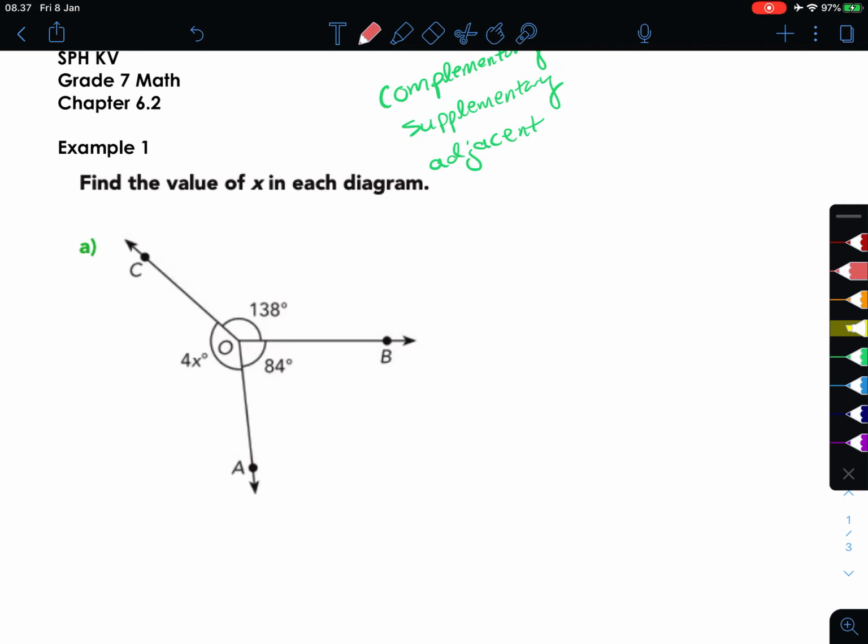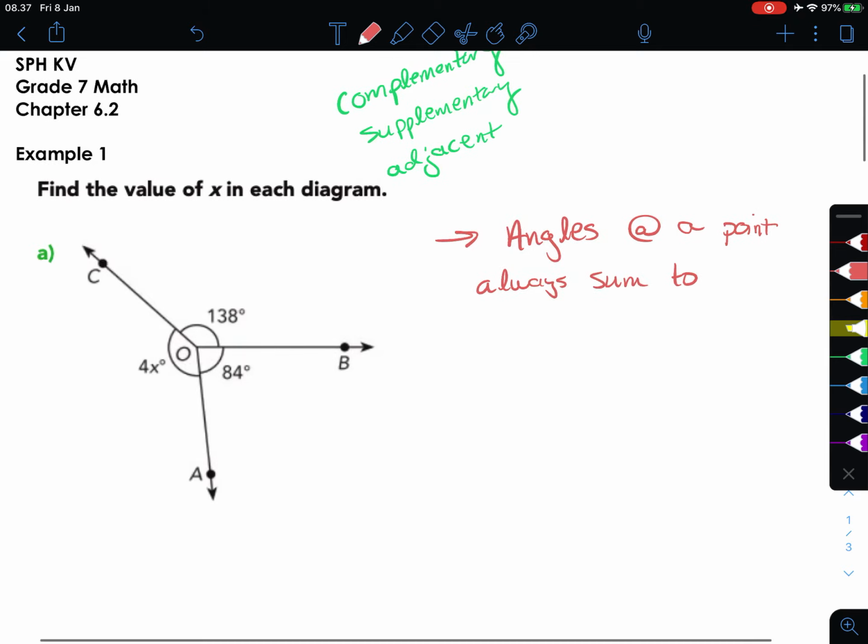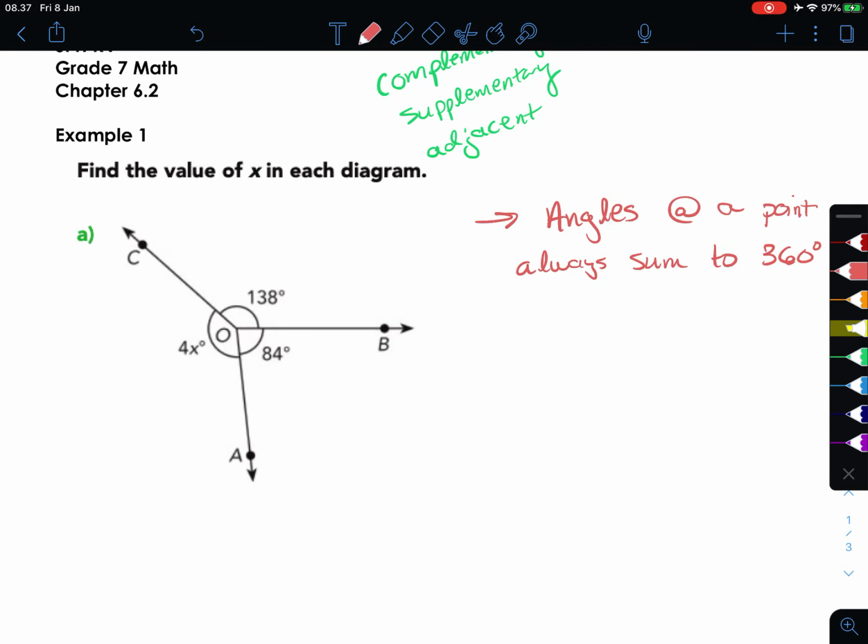Now this diagram details another kind of angle property that we're going to look at, which is that angles at a point always sum to not 90, not 180, they sum to 360 degrees. And you can kind of see that. If I look at this example here, it's kind of like a circle all the way around, and we know circles have 360 degrees. All of the angles at a point always add up to 360.